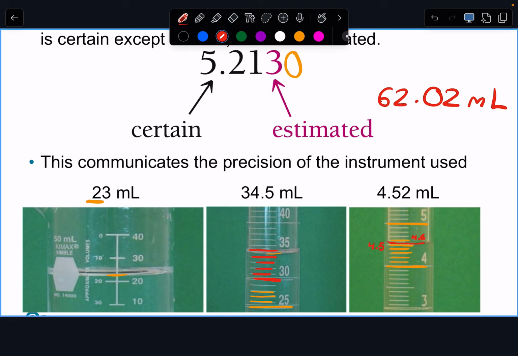When we do addition and subtraction, we go by the place value. That's what limits our final answer. So in this one, which is our least precise measurement, it was only reported to the ones place. So we are only allowed to report our answer to the ones place. So 62.02 cannot be reported any more than just 62.